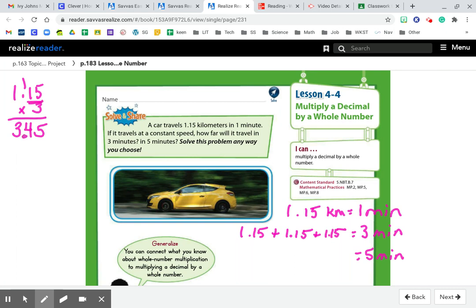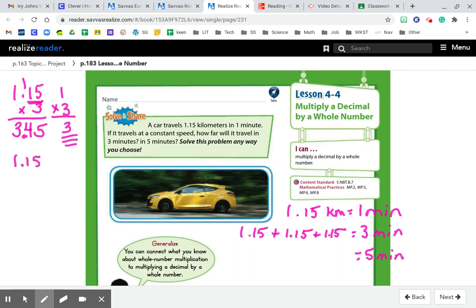And let's use some of our mental math strategies. If we were to round or estimate it, we would leave the 3 alone and change the 1.15 to 1. So our answer should be around 3. This is a really great time to be using those mental math strategies just to make sure you put your decimal in the right place.